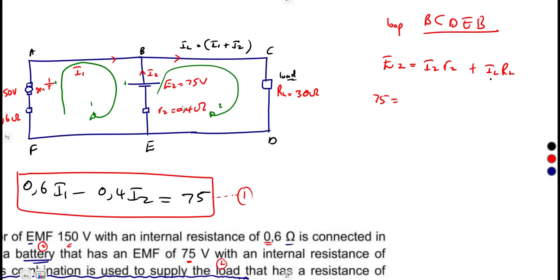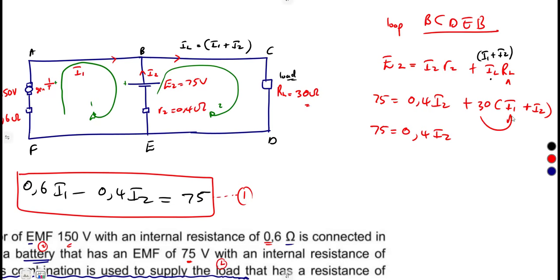75 is equal to 0.4 times I2, that's our R2, plus our IL, which is I1 plus I2. So using the RL, which is 30 ohms, that's 30 into I1 plus I2. Since the first equation has I1 and I2, let us use I1 and I2 in this equation. From here, you can expand the bracket and collect the like terms.